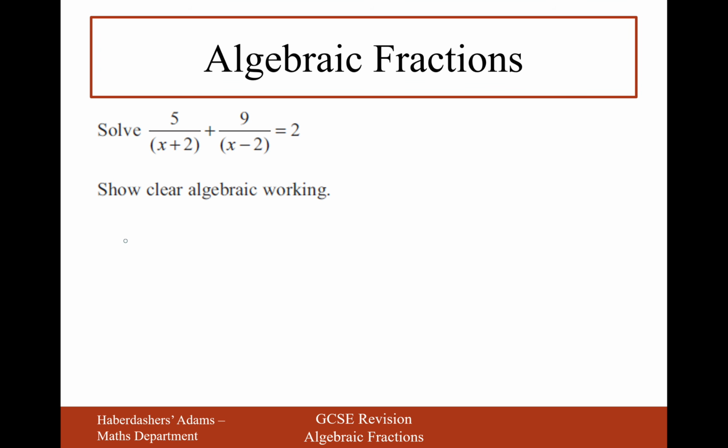Right then, so let's get started on this one then. So we're looking to create a common denominator on our two fractions here, x plus 2 and x minus 2. On the first one, we'll need to multiply top and bottom by x minus 2 to make that common denominator. And on the second one, the common denominator of (x plus 2)(x minus 2), we need to multiply that 9 by x plus 2. That will give them common denominators.